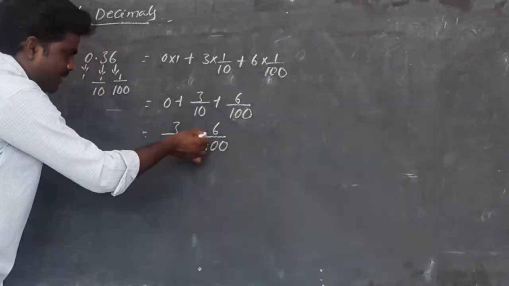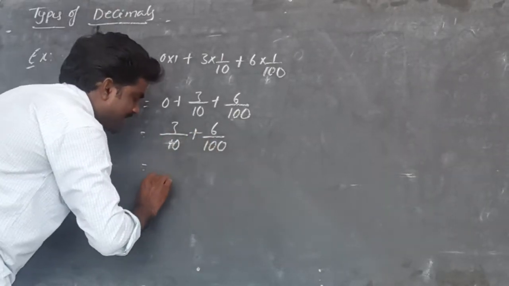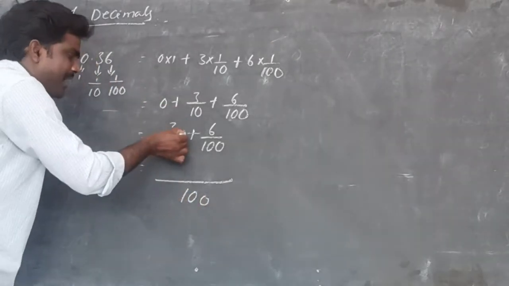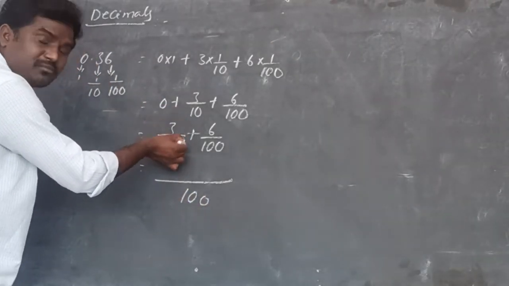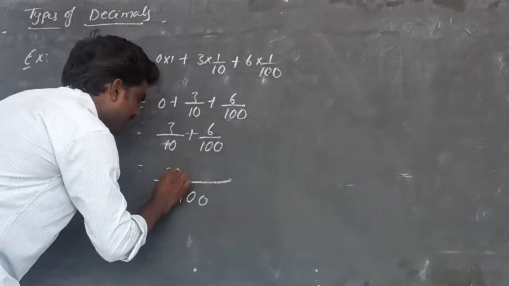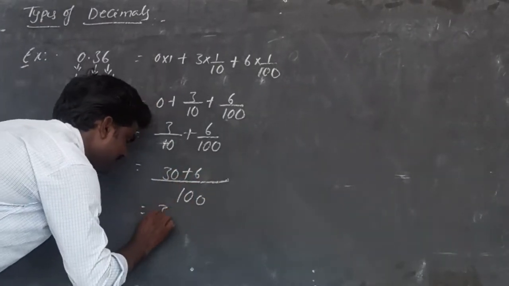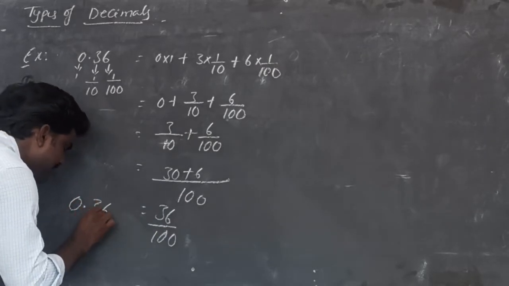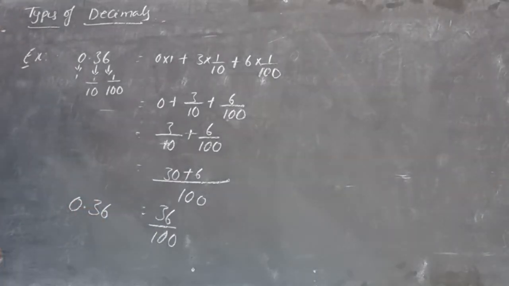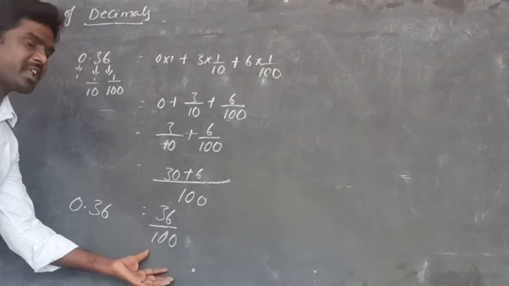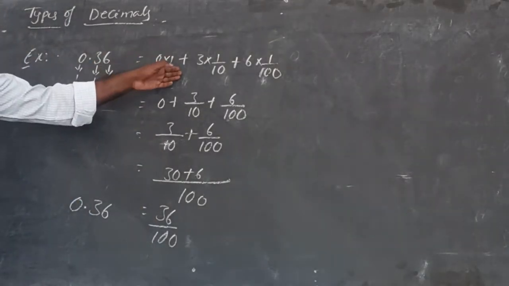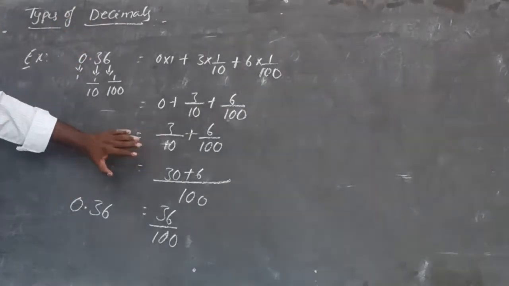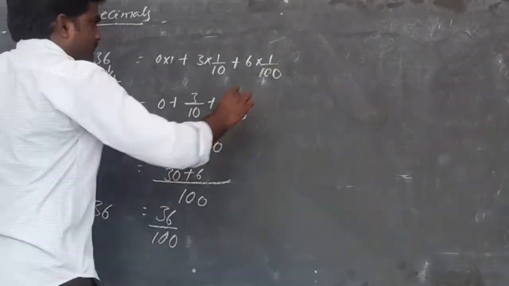Now we take the LCM of these two fractions. What is the LCM here? 100. So to make the denominator 100 we multiply by 10: 3 times 10 is 30, plus 6, that is 36 by 100. So the decimal number 0.36 we can write in p by q form by using expanded form. Or simply we can do it like this.